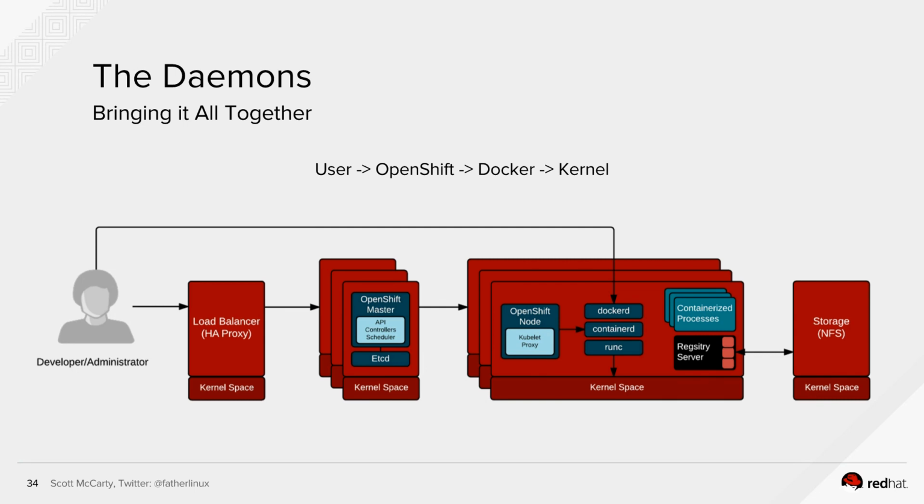On the worker nodes, the kubelet basically talks back and forth with the OpenShift master, and basically talks to Dockerd, which then talks to Containerd, which talks to runc, which I walked through in one of the earlier labs, and essentially tells the kernel to fire up these containerized processes.